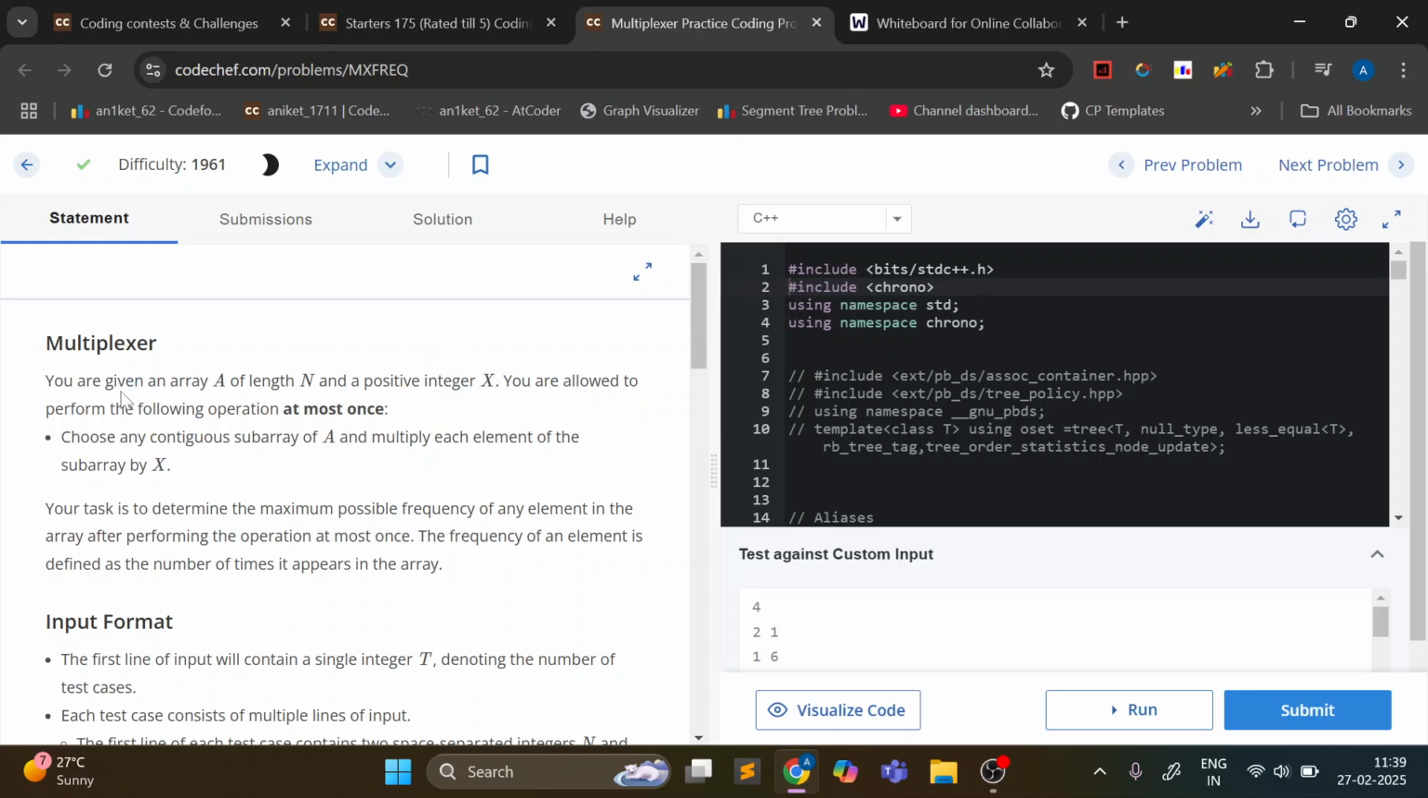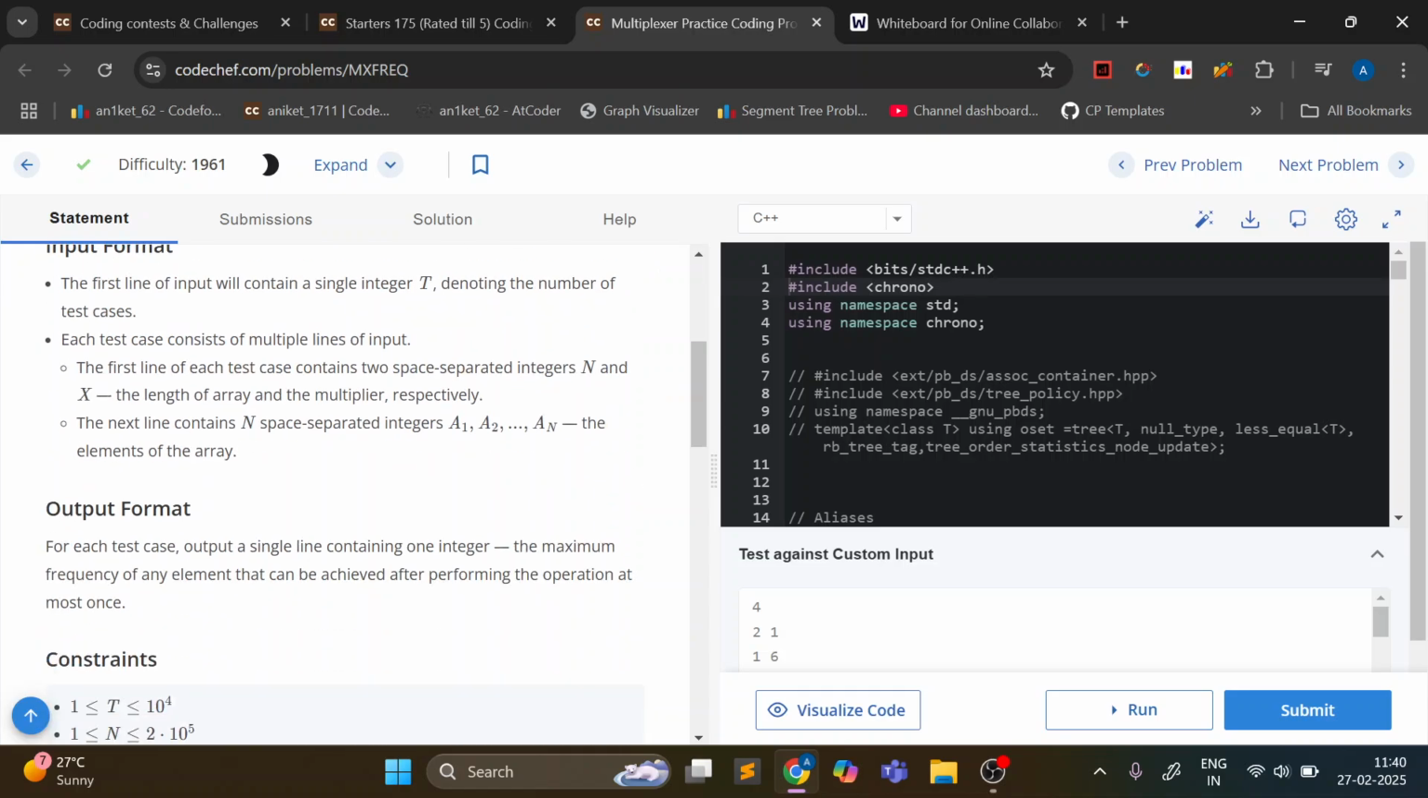So we are given an array a of length n, and also we are given an integer x. Now we are allowed to perform the following operation at most once. We can choose a contiguous subarray of a and multiply each element of the subarray by x. So we need to determine the maximum possible frequency of any element after performing the operation at most once. And frequency of an element is defined as the number of times it appears. That is pretty standard.